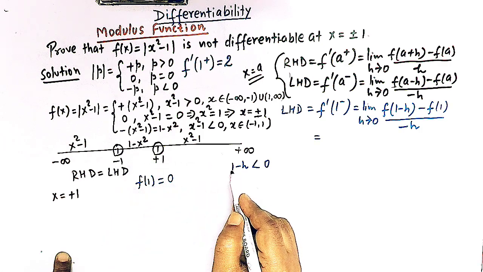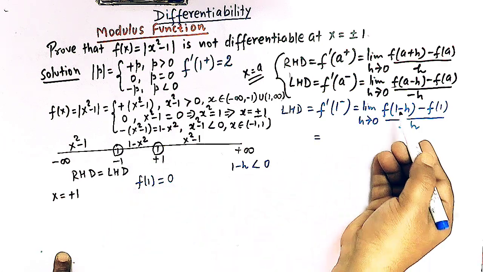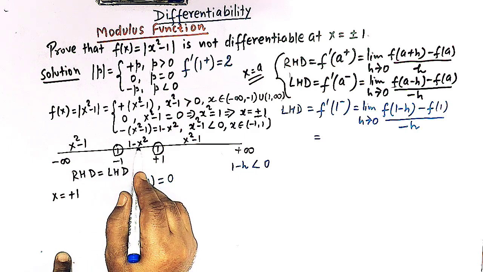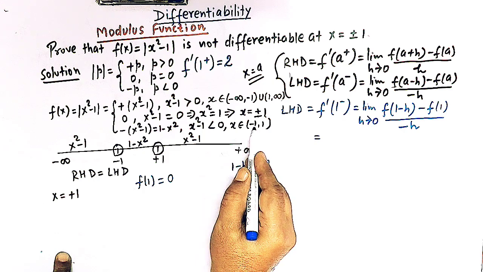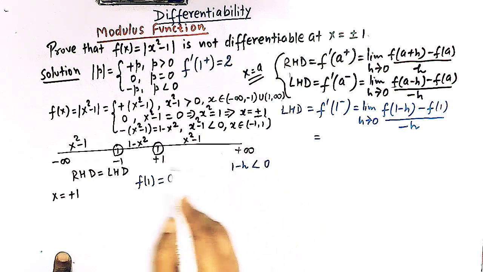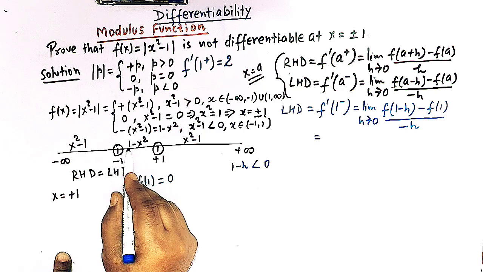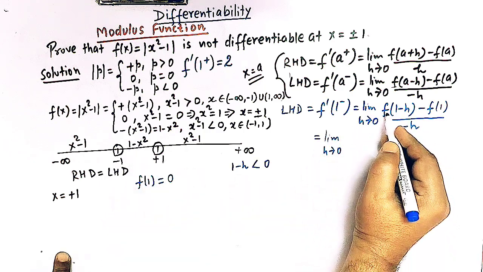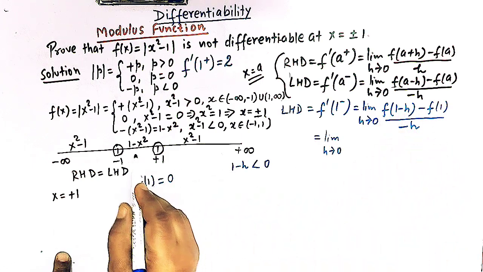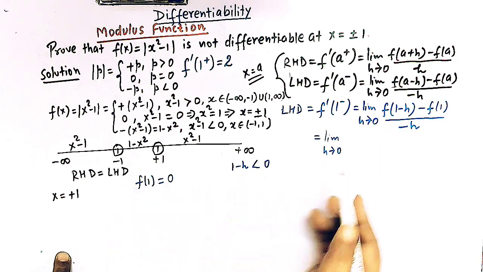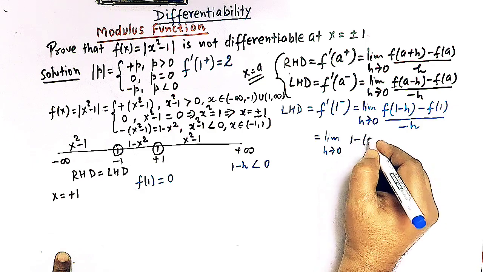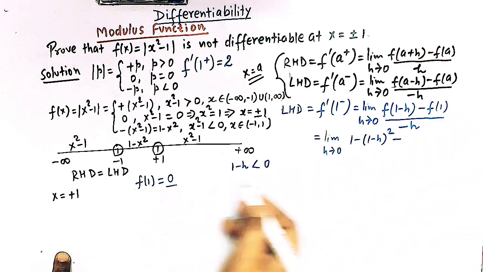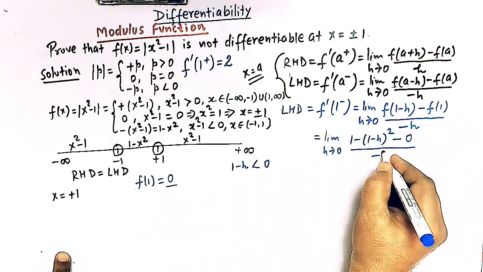So when x is equal to 1 minus h, the form of the function is 1 minus x square, right? Because when x belongs to this interval minus 1 to 1, then f of x takes this form 1 minus x square. So here we have limit h tends to 0, f of 1 minus h can be obtained by replacing x by 1 minus h. So we have 1 minus h square, and here f of 1 is 0. So here we have minus h.